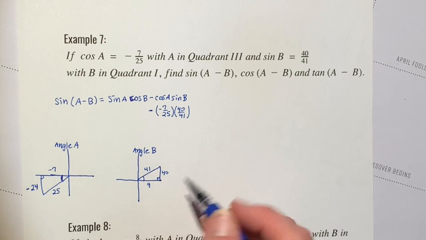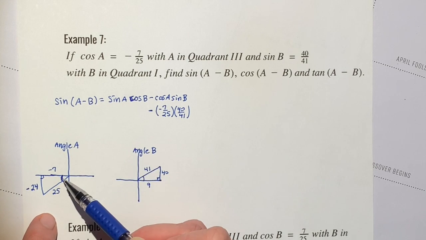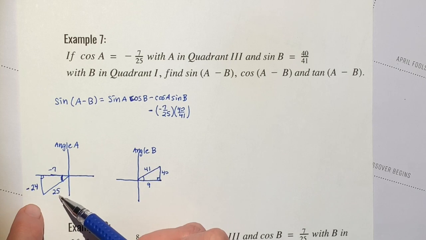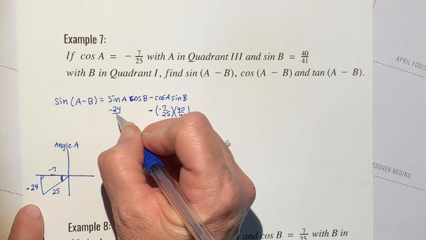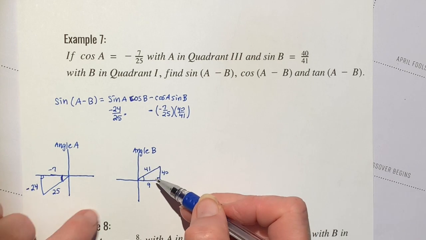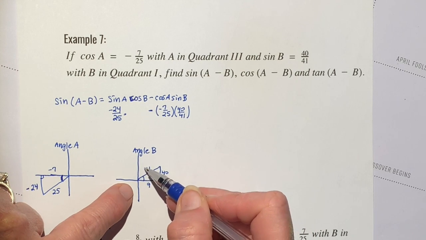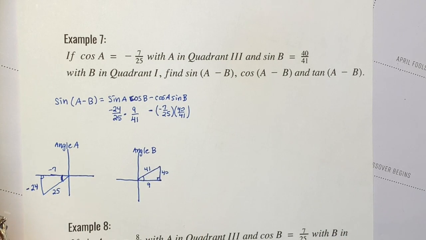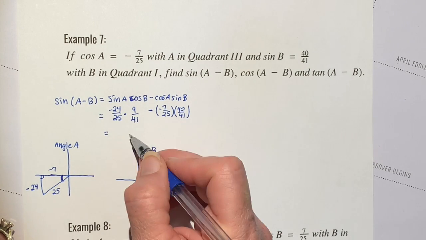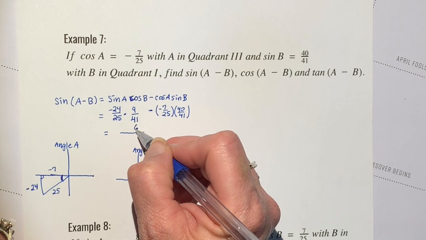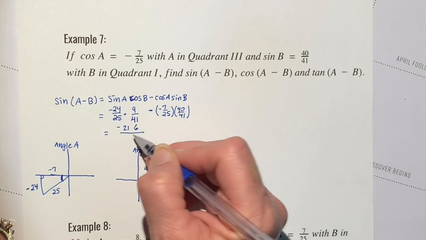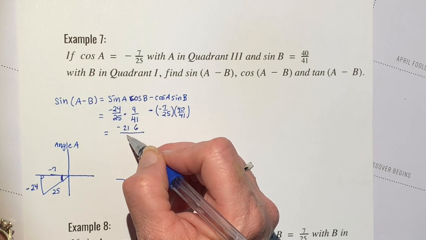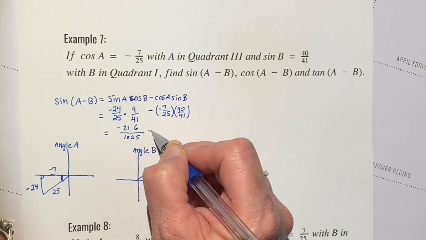Use your Pythagorean theorem. Okay, so I need the sine of a. So from angle A, sine is opposite to hypotenuse. So this is going to be -24 to 25. And then cosine of b from angle B is adjacent to hypotenuse, 9 to 41. All right, and so finally, all I need to do is a little bit of basic fraction calculations here. 24 times 9, I don't have a calculator handy here, so bear with me, is -216. 25 times 41 is 1025.